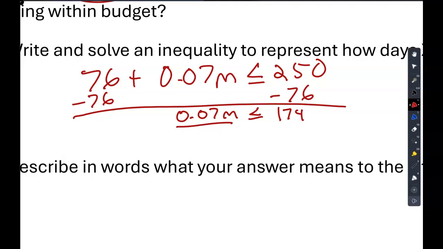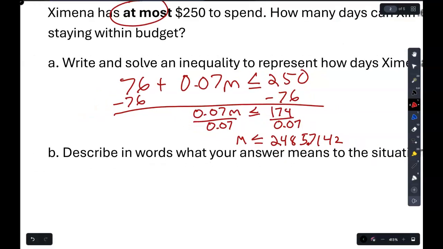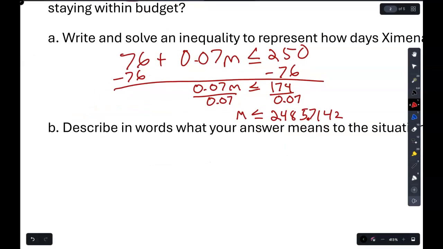And now I'm going to divide by 0.07, and M is less than or equal to, and the calculator gives me this big huge decimal number, 2485.7142. Okay, and I don't know how they charge for miles. I don't know if you go to point 7, they charge you an extra mile. But let's just say they do. You can't go over 2,485 miles.